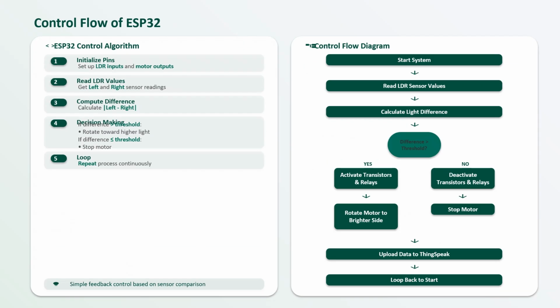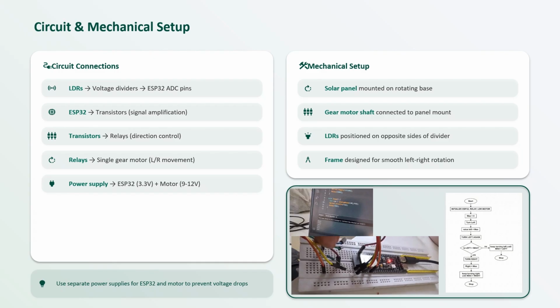Now let us talk about the control flow in the ESP32 algorithm. I will explain the basic control logic running on the ESP32. First of all, we will initialize all the pins, which include the LDR input pin and the motor output pin.